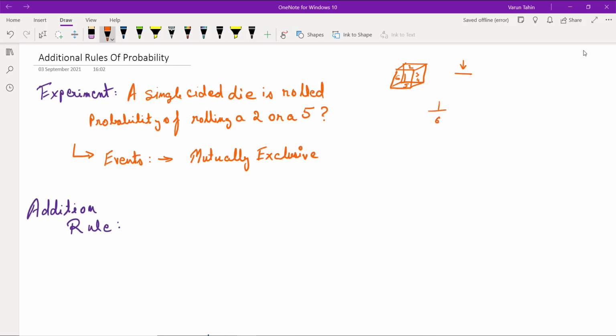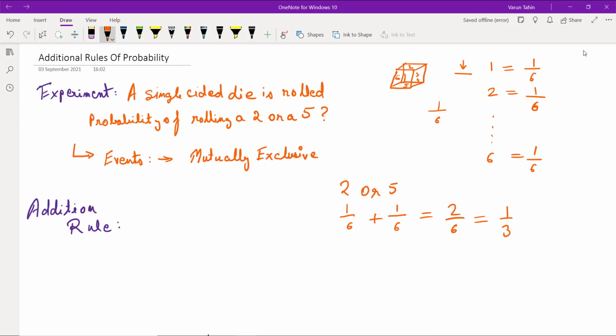As we have already seen, while we roll a die and we expect a number to come, let's say we are expecting 2 to come, it will have 1 out of 6 probability because there are a total of 6 numbers on a die. The same way for 1 also it is 1 by 6, and for the others also it will be 1 by 6. Now we have to find the probability of rolling a 2 or a 5. So in a single roll of a die we are expecting either a 2 or a 5 to come. Ideally, from our experience and common logic, we can conclude that it should be the sum of both of these probabilities, that is, the probability of getting 2, which is 1 by 6, plus getting 5, which is also 1 by 6. So this should be 2 by 6, which is 1 by 3.